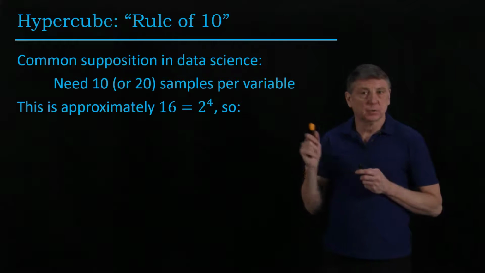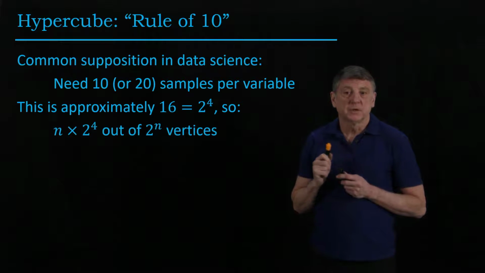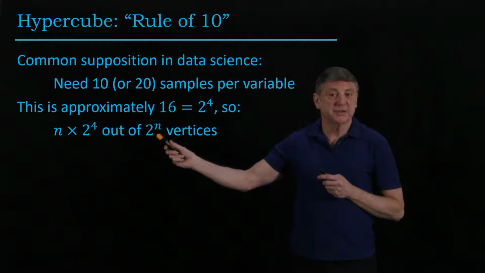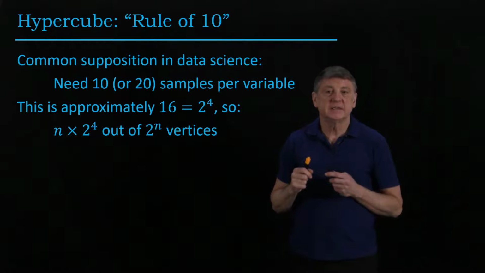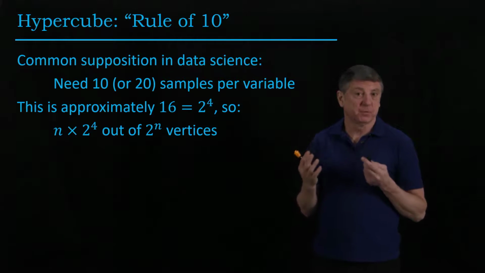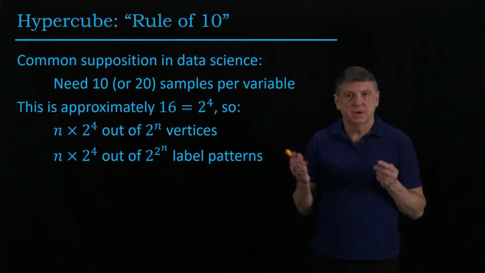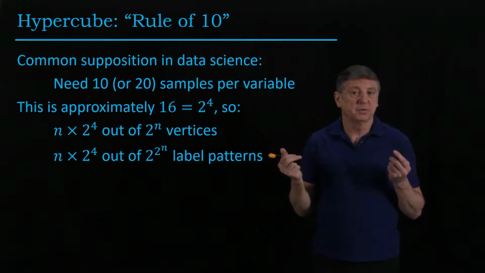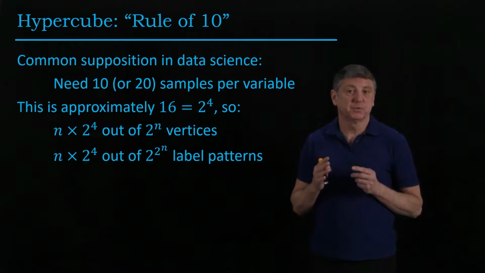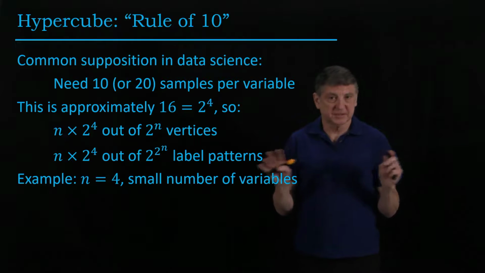Now, let's work this out given what we already know about a hypercube. So if you have n dimensions, that hypercube has 2 to the n vertices, and what a data scientist would ordinarily say is you need 2 to the 4th times n samples. Okay, so let's work this out for an example. And then if we're talking about the ways that we can label, then we would be sampling 2 to the 4th times n out of this super exponential. Okay, let's just work this out.